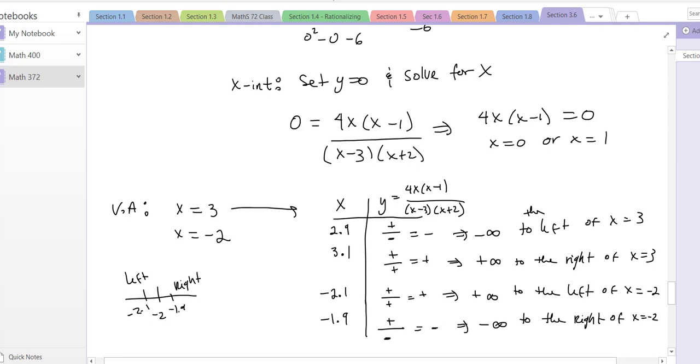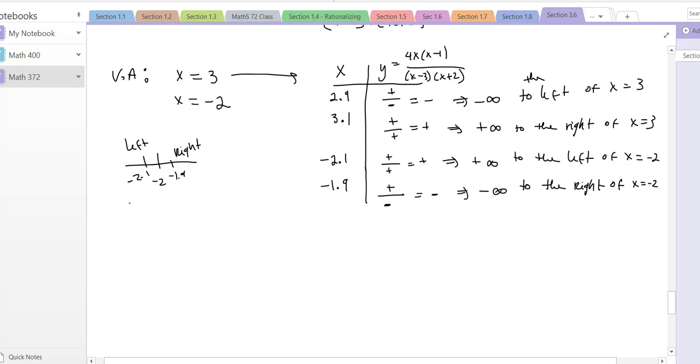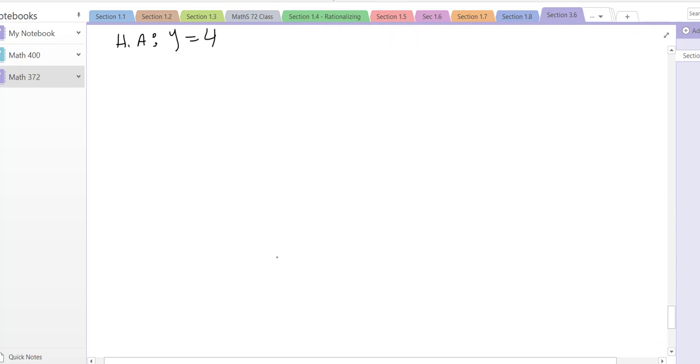And then we have a horizontal asymptote at y equals 4. That looks like a 9, let me fix it. So at y equals 4, we have a horizontal asymptote. And so now we can sketch the graph.